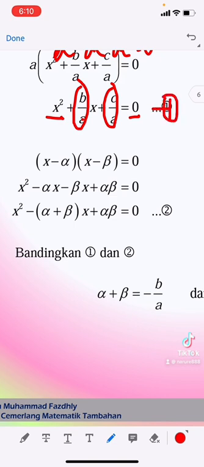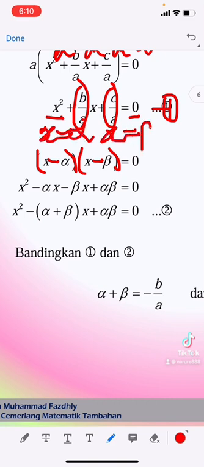Then you take the roots and put them into the factor form. Make sure you make it negative here, because if you have a positive root, you will get minus alpha in the factor. The roots are alpha and beta, so when you put them in the bracket, it will be the opposite sign. Inside here will be negative. Now you have to expand carefully: x squared minus alpha x minus beta x, and then negative times negative becomes positive alpha beta.